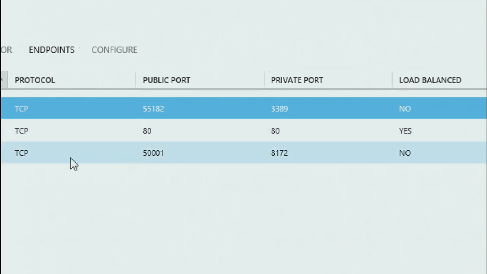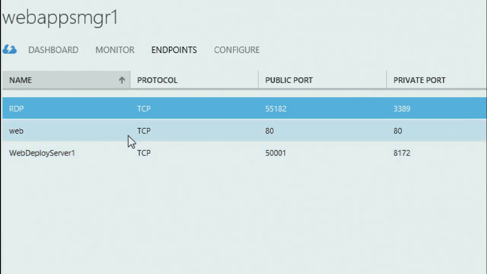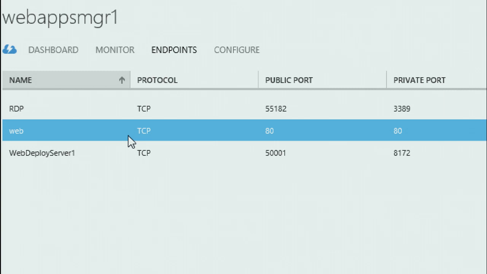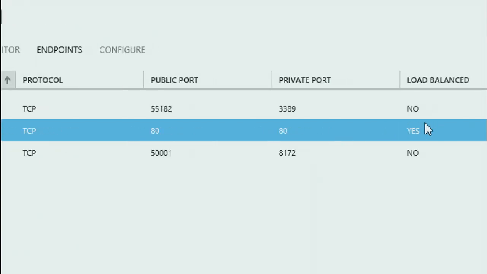The same thing for this web deploy, so I can do web deploys into it. Public port 50,001 maps to 8172. But for this web port, it's load balanced. So there's a direct mapping on the way through, just because that's the way the web application wants.